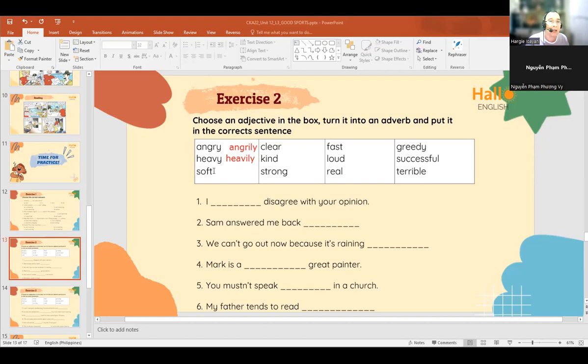Okay, next. What about when we say soft? Softly. So we just had to add only ly. What about clear? How do we turn clear into an adverb?